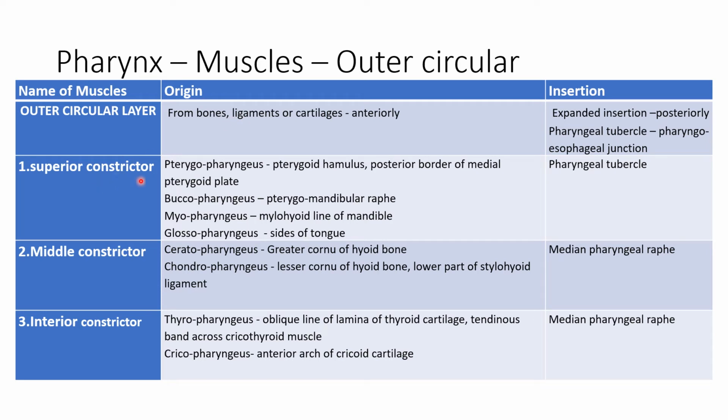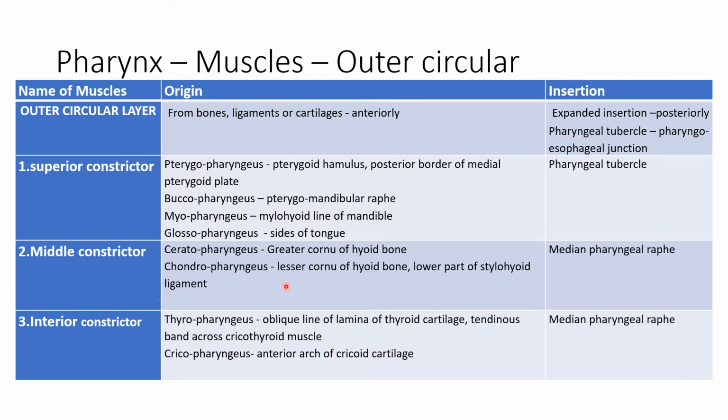The superior constrictor is taking origin from the pterygoid hamulus and posterior border of medial pterygoid plate. So that is the pterygopharyngeus part. Then the part taking origin from the pterygomandibular raphe is the buccopharyngeus part. The part taking origin from the mylohyoid line of mandible is the myopharyngeus part. And the part taking origin from the sides of tongue is the glossopharyngeus part.